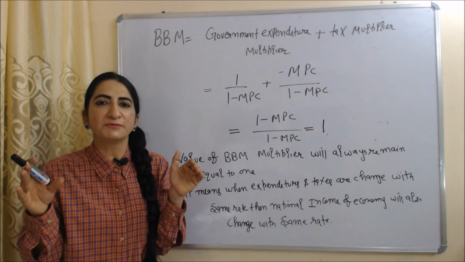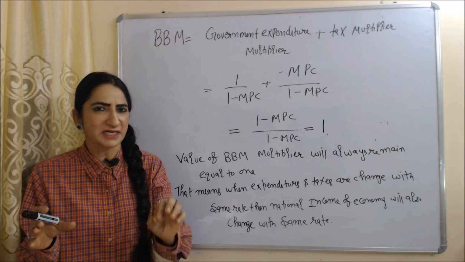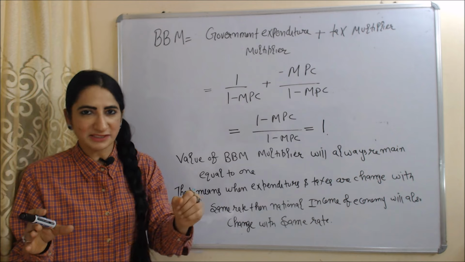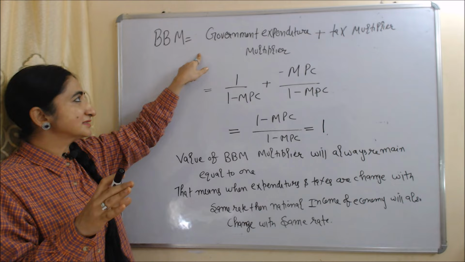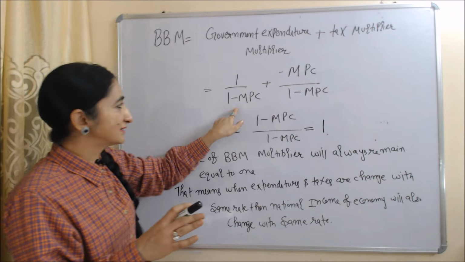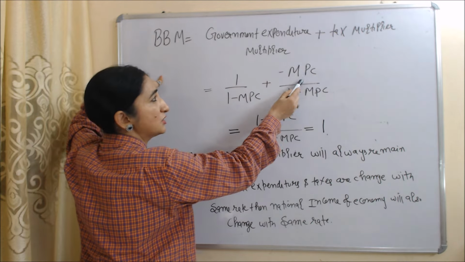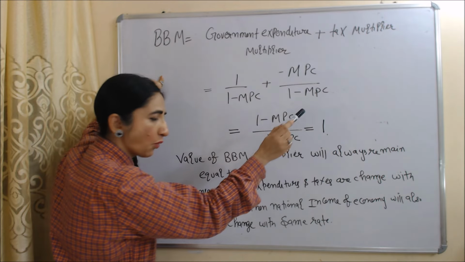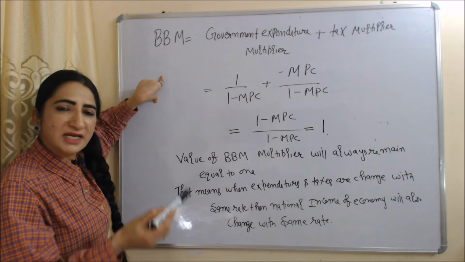Now we will calculate value of balanced budget multiplier. Balanced budget multiplier is made up of two things: government expenditure multiplier plus tax multiplier. Here BBM represent balanced budget multiplier. This is equal to government expenditure multiplier plus tax multiplier. This is value of government expenditure multiplier and this is value of tax multiplier. When we solve this equation, it will become equal to 1. So we can say the value of balanced budget multiplier will always remain equal to 1.